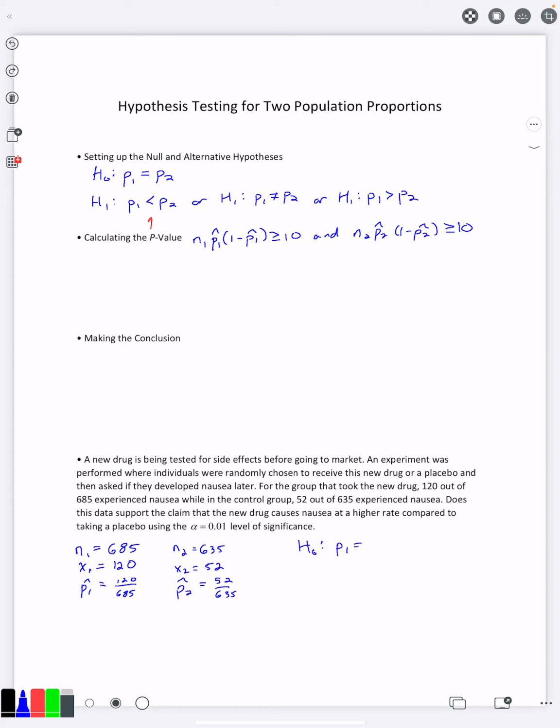Our null hypothesis is always going to be that they are equal to each other. And then what are we trying to do here? We want to test whether the drug causes nausea at a higher rate. So the P1 was the people that took the actual drug. We're trying to test whether that rate is higher than the rate of people that took the placebo pill. So we set up the null hypothesis. We've summarized our data here. We know our alpha is 0.01. So now we're going to take all this information and put it into our calculator here.